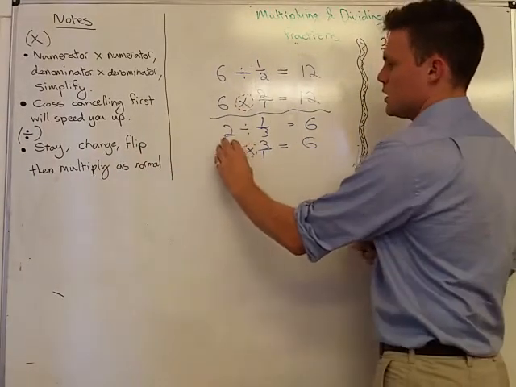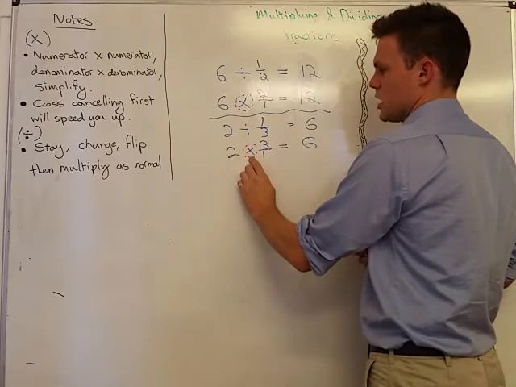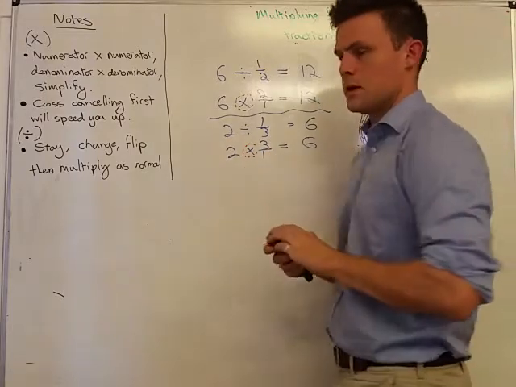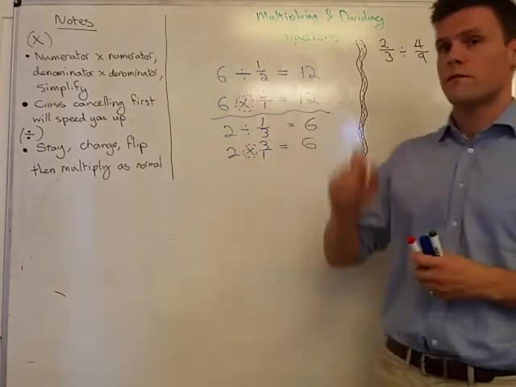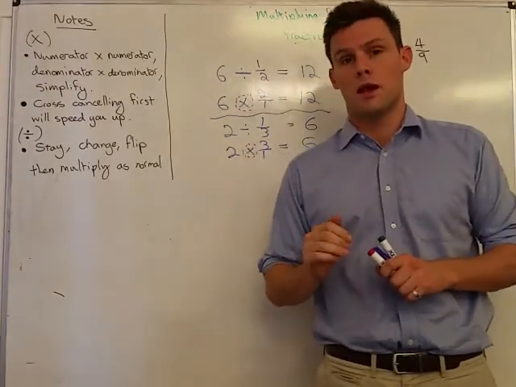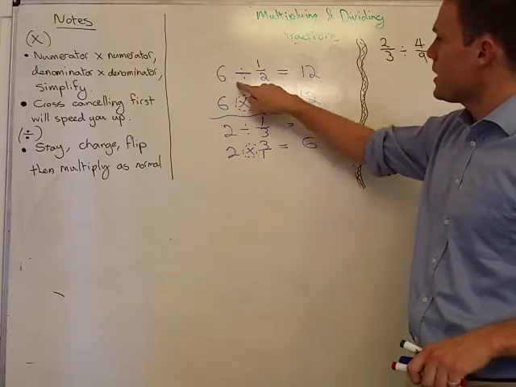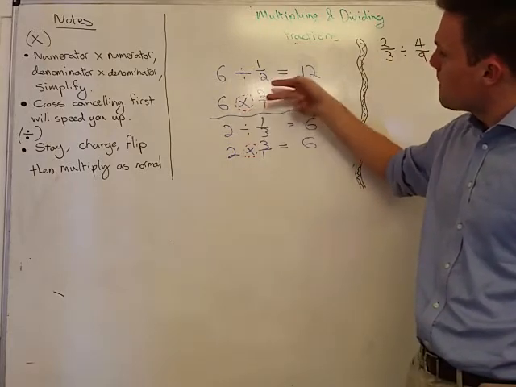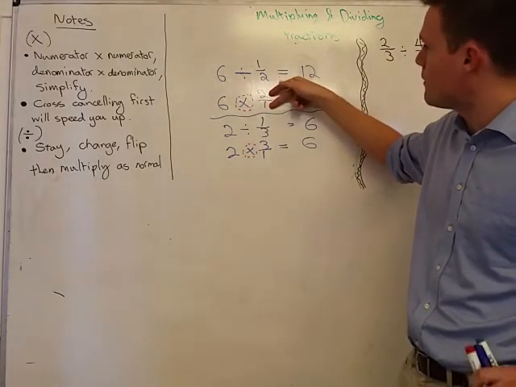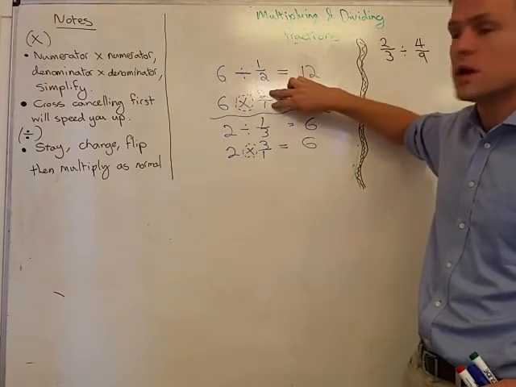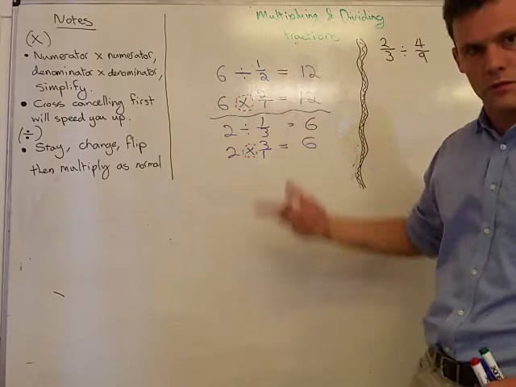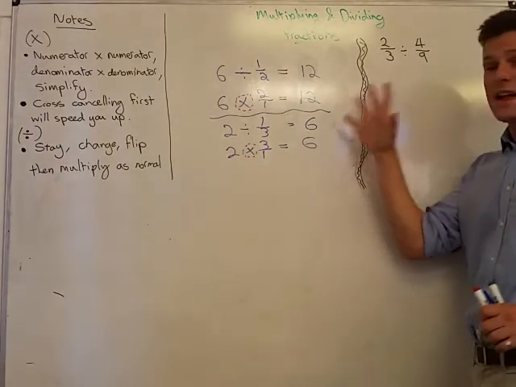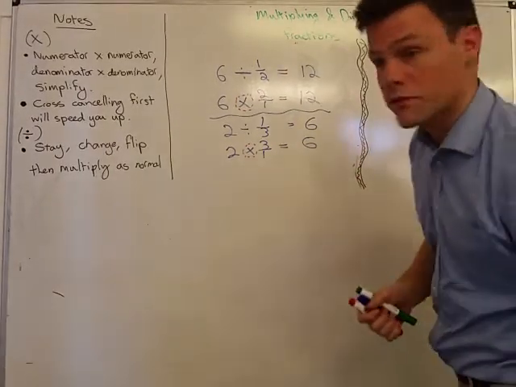Right? So the first number stays, the second number changes, and the third number flips. Mathematically, what that's actually saying is that dividing by a fraction is the same as multiplying by its inverse. When I invert a fraction, I'm flipping it over. So 1 over 2 is the inverse of 2 over 1, and 2 over 1 is the inverse of 1 over 2. Alright, so that's where the rule that I'm about to use comes from.